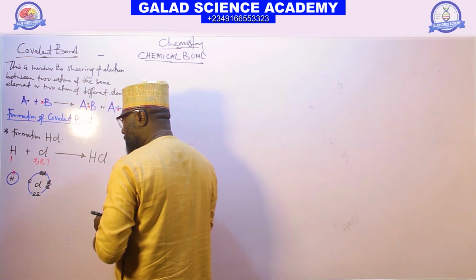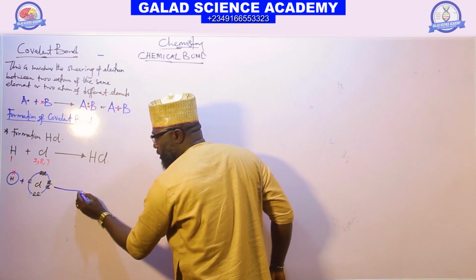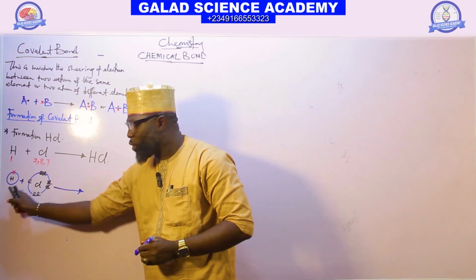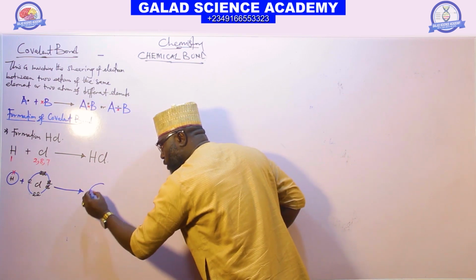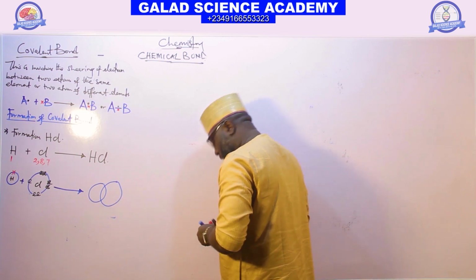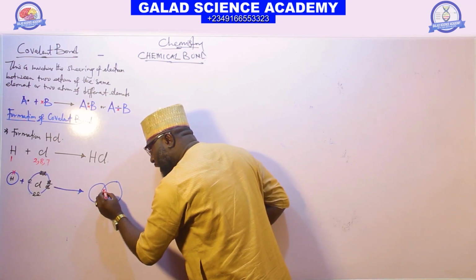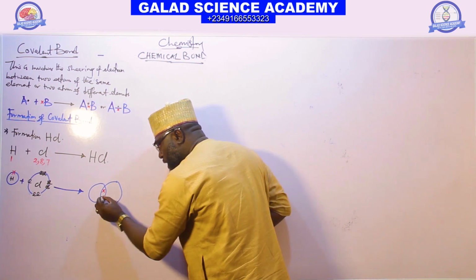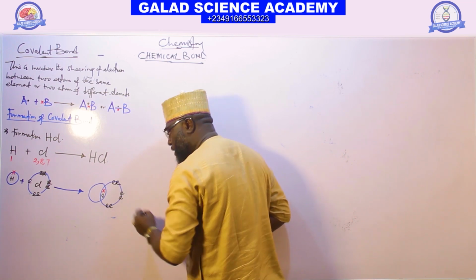So if the two now react together, they will overlap and share the electron. This is hydrogen and this is chlorine. The electron of hydrogen, I use X to denote it. This is the X electron of hydrogen. The electron of chlorine, I'm using black marker to denote it, which is E of chlorine. We have 1 here, 2 here, 3, 4, 5, 6.